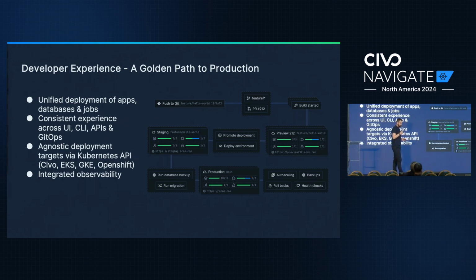And agnostic deployment targets enables teams to be able to deploy the workloads where they want them. An IDP has to meet their engineers where their engineers want to deploy the workloads. And of course, integrated observability gives application engineers capabilities to understand how their application is performing in production and in staging.